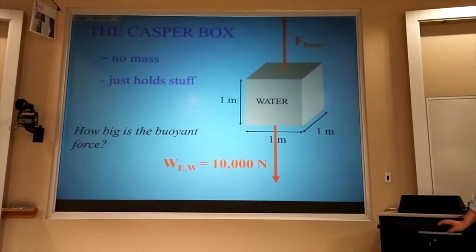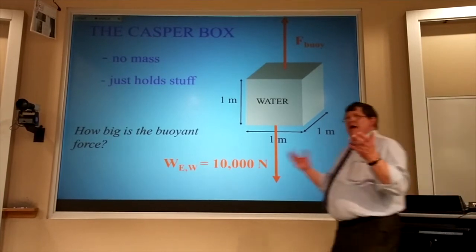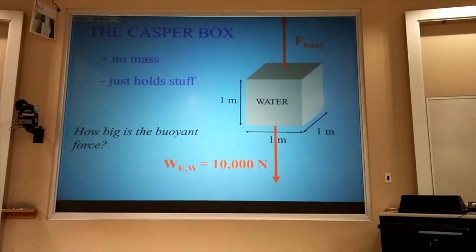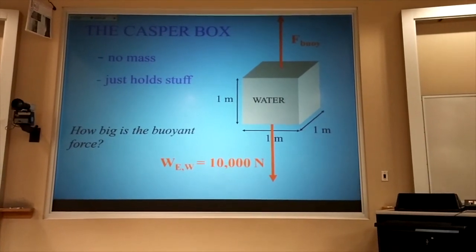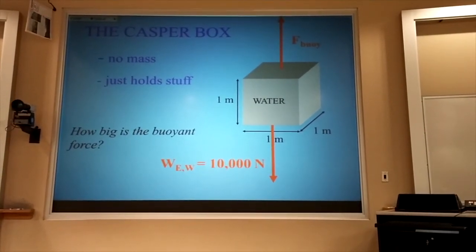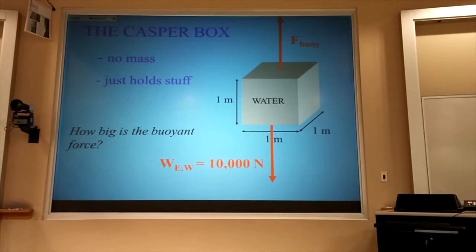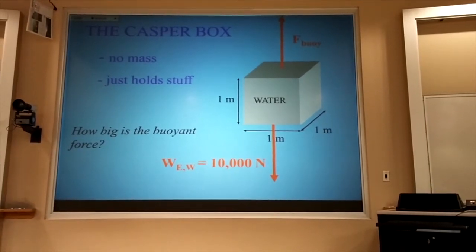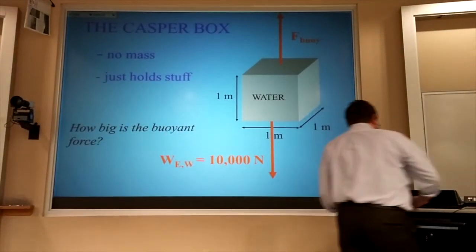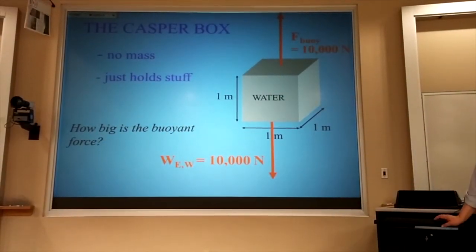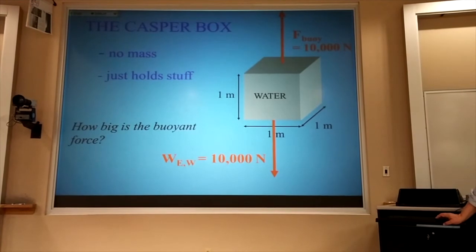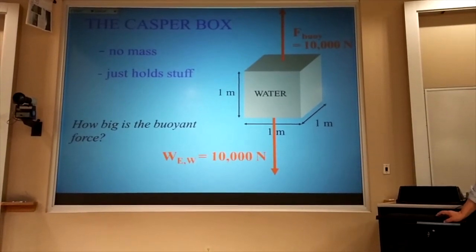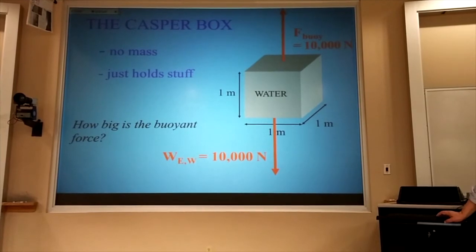And here's where Archimedes' genius came in. He said, you know what? That water in the box doesn't know that it's special. It doesn't know it's different from the other water. And so that means that if I let the box go, it's not going to go up, it's not going to go down, it's going to stay right there. And that means that the buoyant force on that box has to be exactly 10,000 newtons. And then Archimedes went further and he said, I could put anything I want in that box.